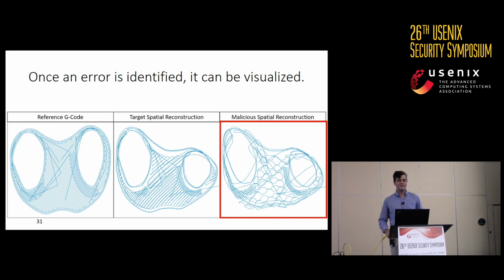But in a malicious sense, we see this, and we say, oh no, we have wide open spaces, a hexagonal fill pattern, low density. This could potentially cause failure in the knee once it's in use. And so we're able to catch the issue and see exactly what it is.